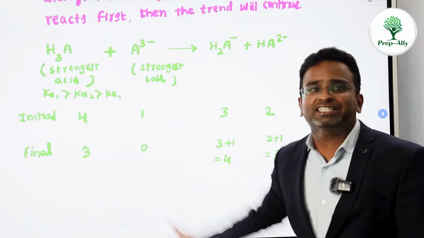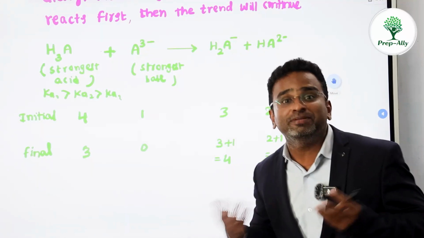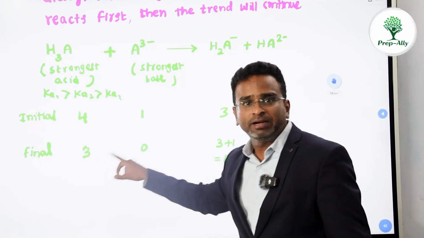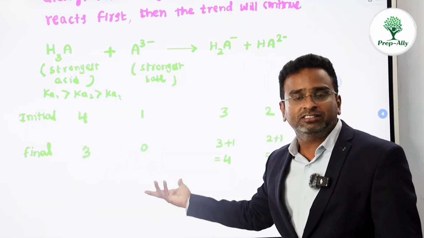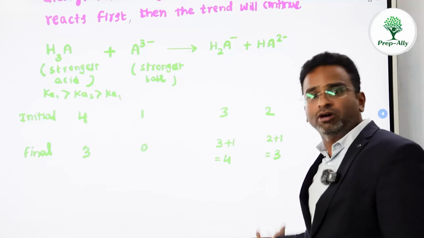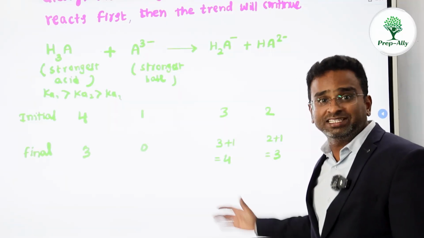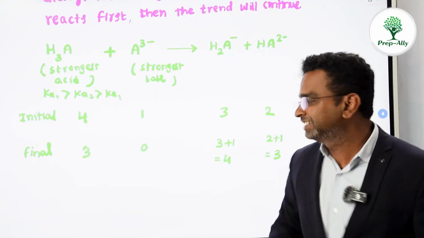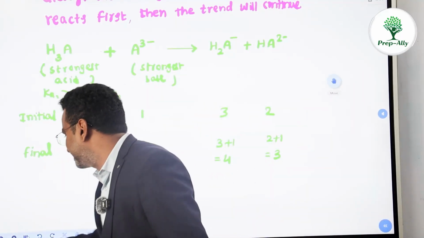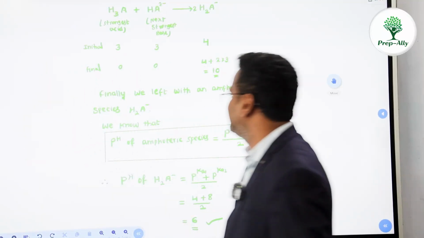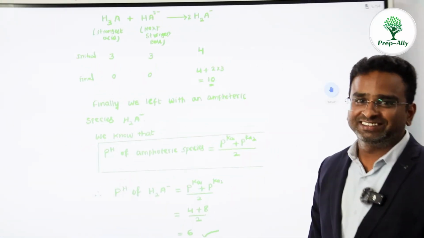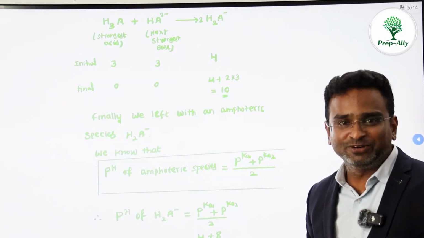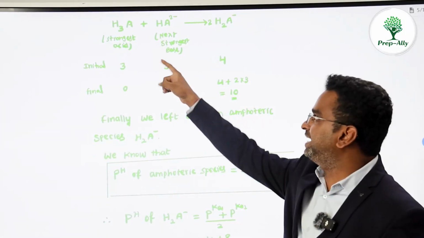Right? So now the first reaction is over. Now let us go to the next combination. I have the strongest acid, but I don't have the strongest base A3 minus anymore. Now I have to consider the next stronger base. What is the next stronger base? Think over it. Can you guys make a guess? You're absolutely correct. That is HA2 minus.